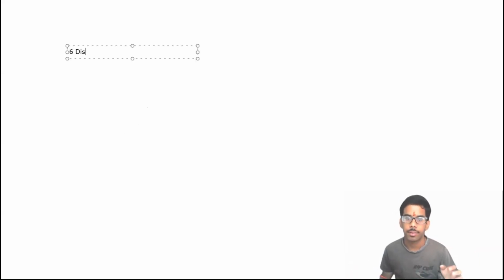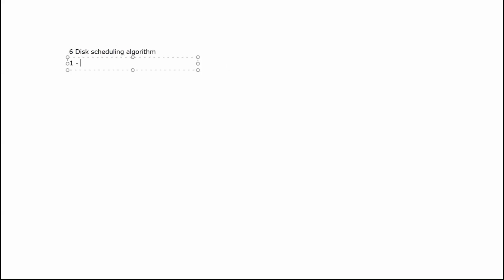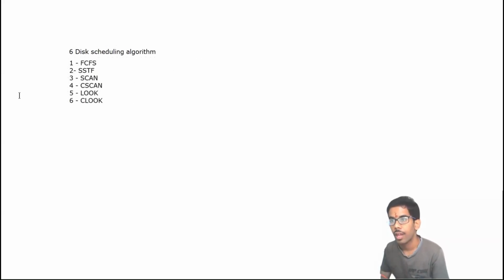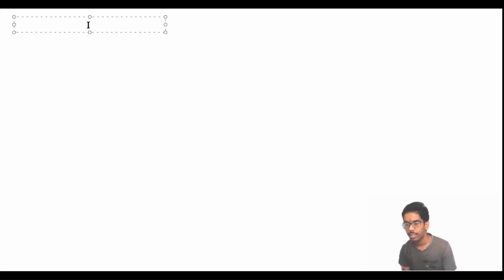There are six of them. Actually more than six, but let's discuss six here for simplicity. We have FCFS, SSTF, SCAN, C-SCAN, LOOK, and C-LOOK. Let's get some examples to understand each of them. So the first algorithm is FCFS.